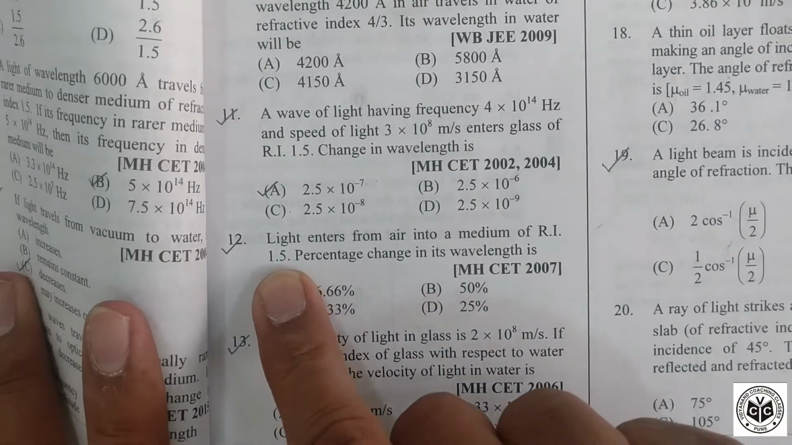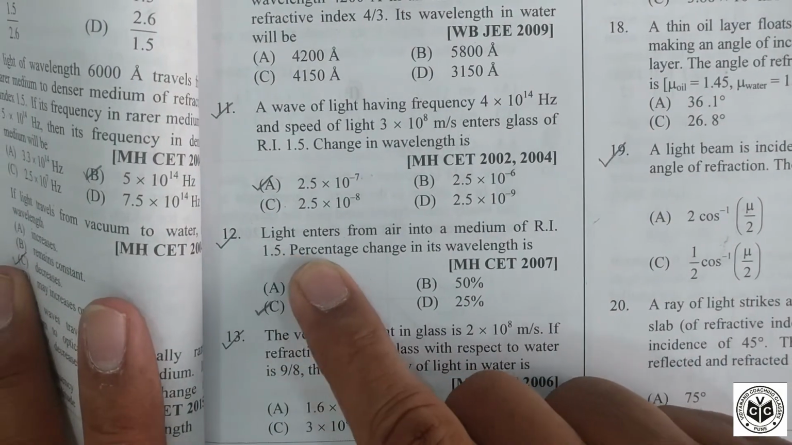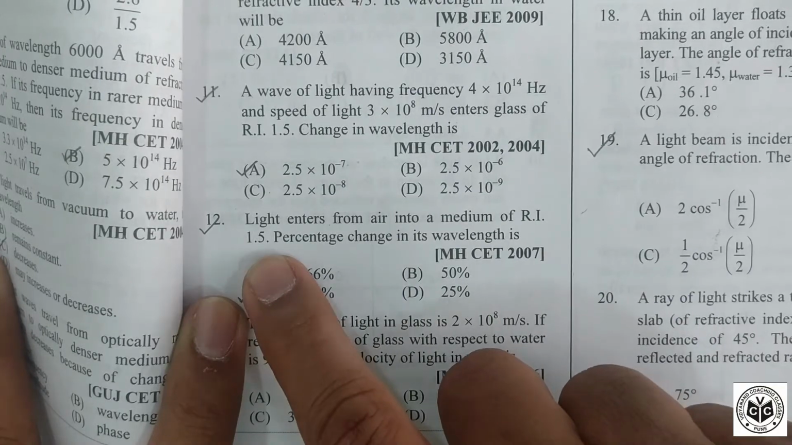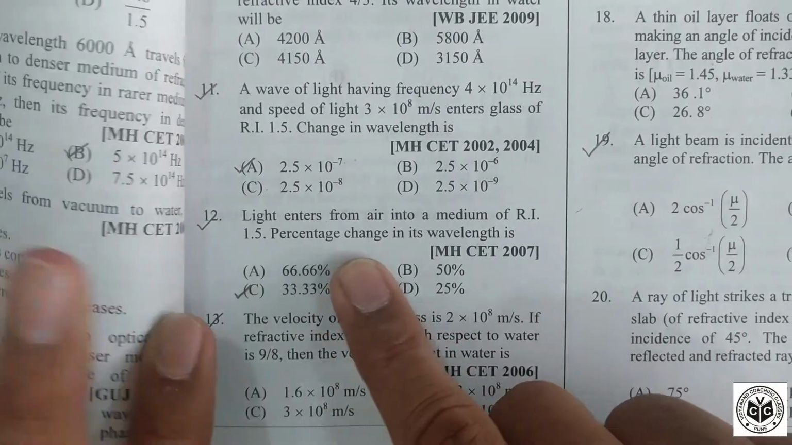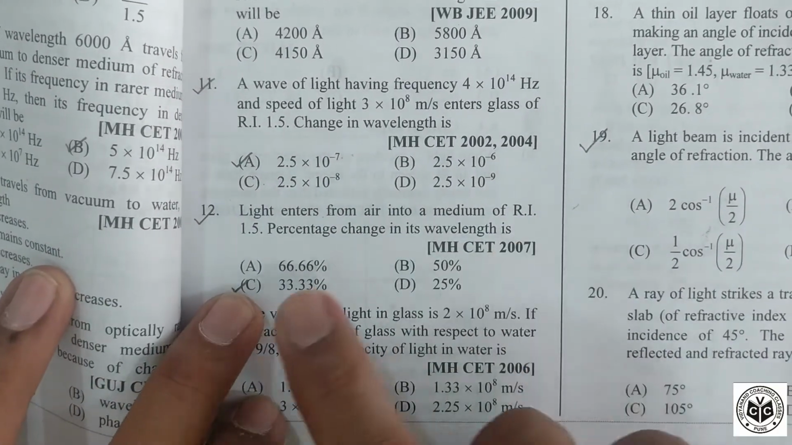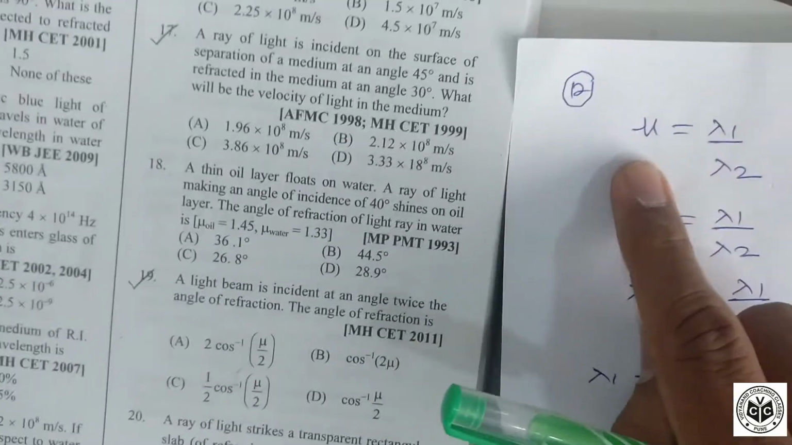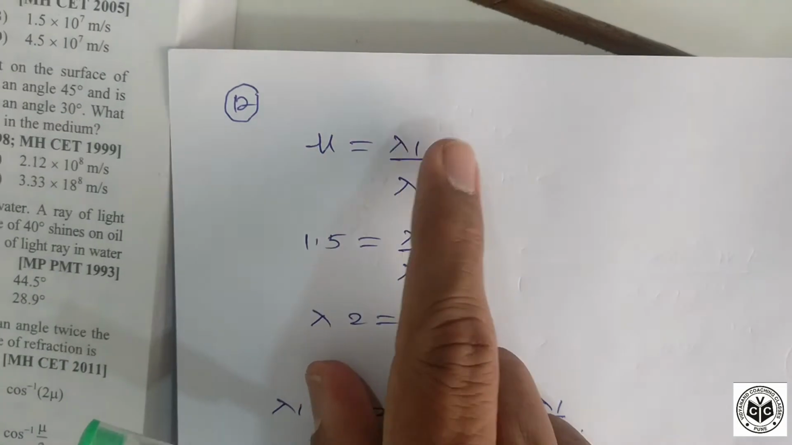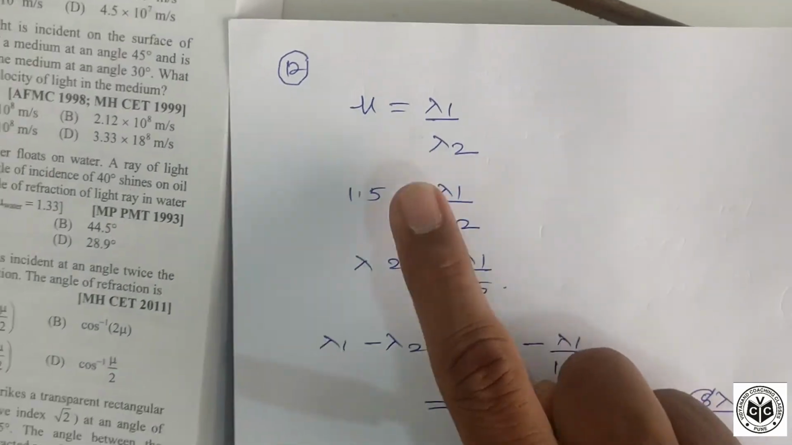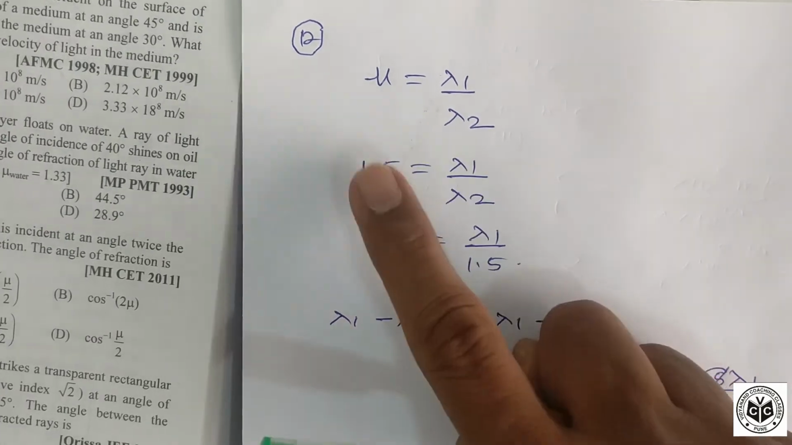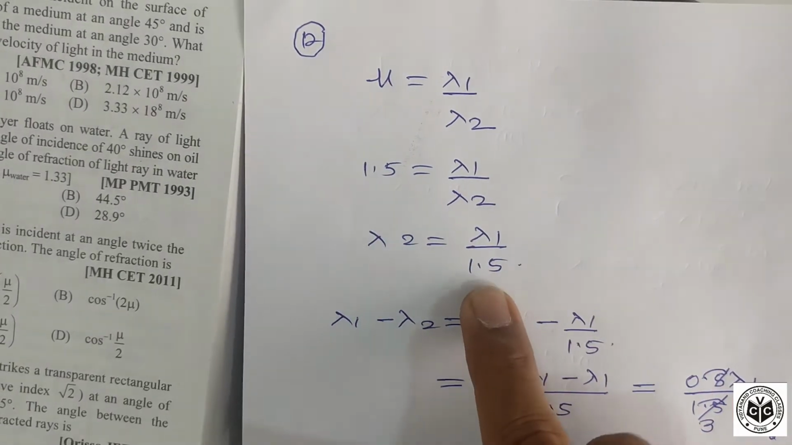This is the example asked in CET 2007. Light enters from air into medium of RI, that is refractive index 1.5. Percentage change in its wavelength is. So various options are given. How to find out? Mu is nothing but lambda 1 upon lambda 2. So 1.5 is lambda 1 upon lambda 2. So lambda 2 is lambda 1 upon 1.5.